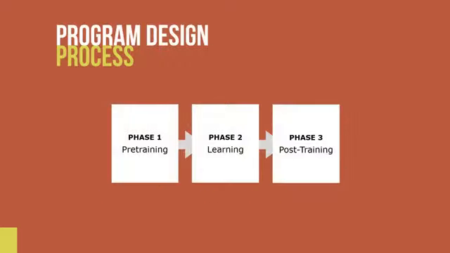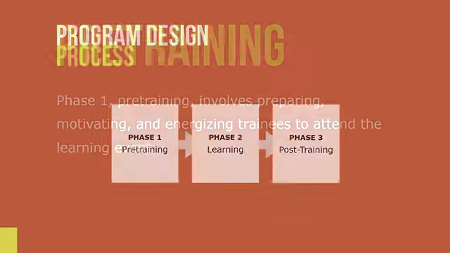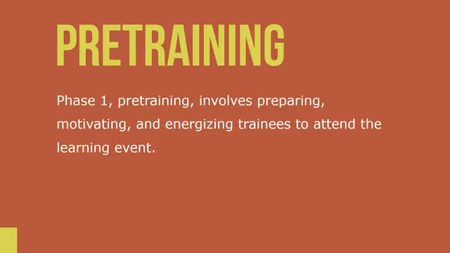This figure shows the three phases of the program design process: pre-training, the learning event, and post-training. Information collected during the needs assessment is important to identifying appropriate pre-training activities, designing the learning event, and helping to ensure that transfer of training occurs after training ends. Phase 1, pre-training, involves preparing, motivating, and energizing trainees to attend the learning event. Phase 1 also involves ensuring that the work environment, like climate, managers, and peers, supports learning and transfer.